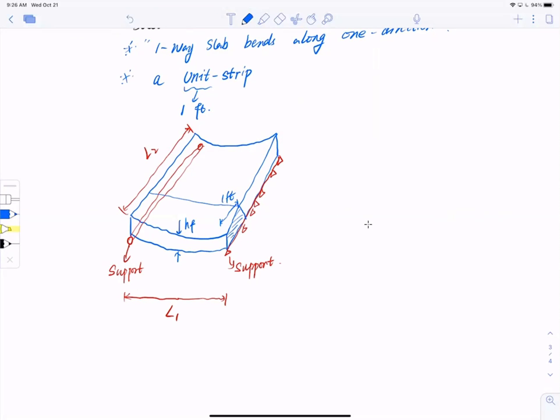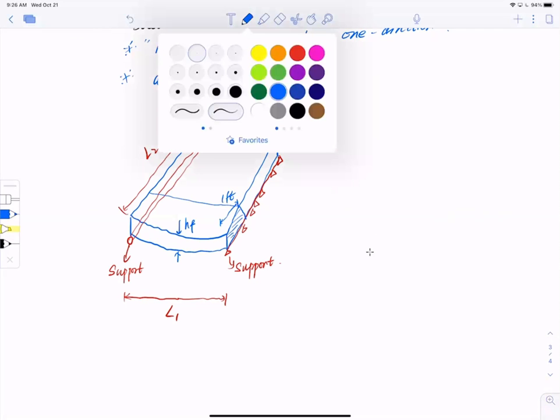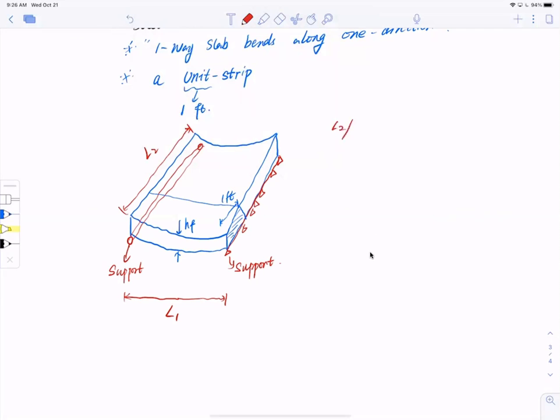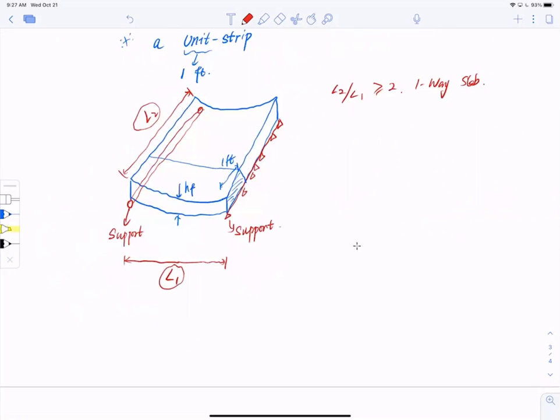All right. So the definition of one-way slab: when we have L2 over L1, and be careful, L2 over L1, the transverse direction over the longitudinal direction is bigger than 2, and that is a one-way slab. Meaning that it bends in the shortest direction. So this is a simplified view.